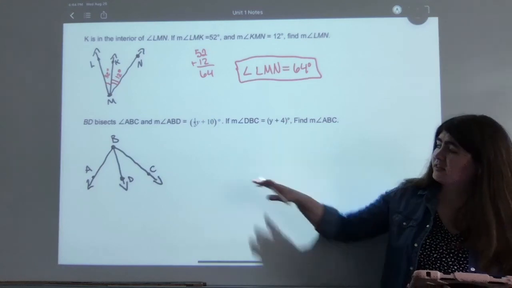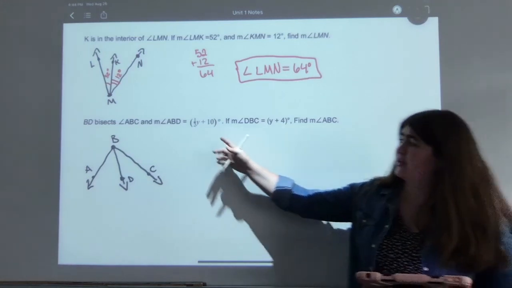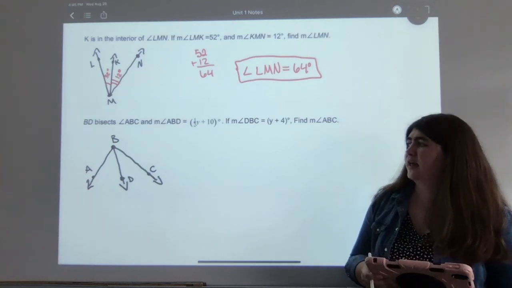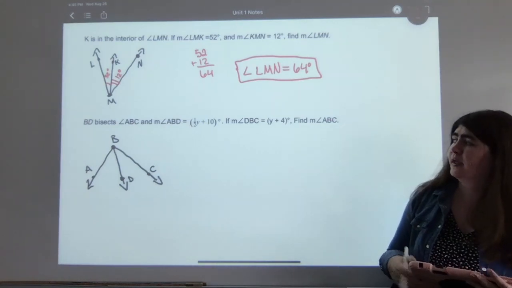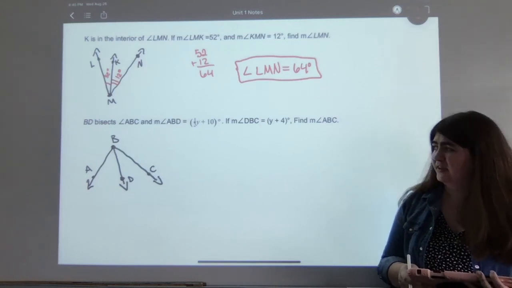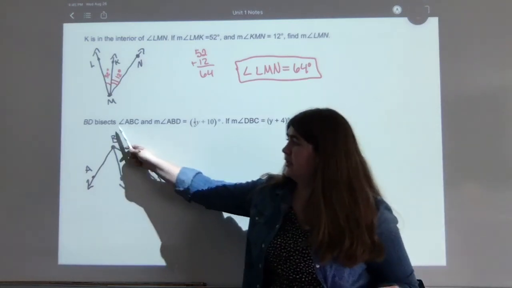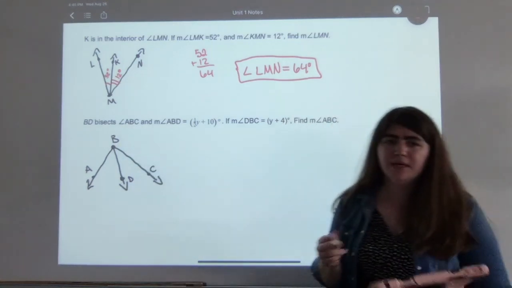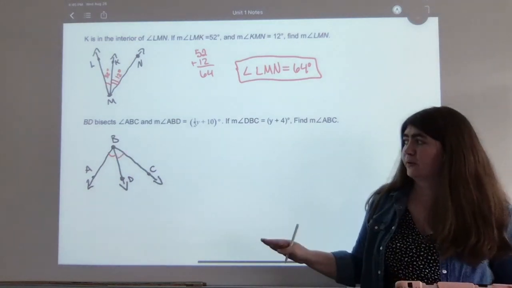Alright, this next problem is very similar, but it gets a little more complex because now we have these algebraic expressions as our measurements. BD bisects angle ABC, and the measure of angle ABD is equal to 1/2 y plus 10. If the measure of angle DBC is equal to y plus 4, find the measure of angle ABC. All right, so our key words in here are right here. BD bisects angle ABC. That means that angle ABD and angle DBC are congruent.